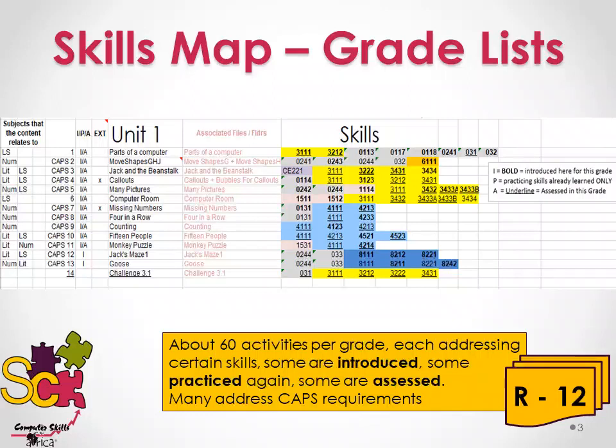This is very structured. So here is a screenshot of a spreadsheet that we've made where all the skills are listed and all the activities are listed so that I know which skill is addressed in which activity, and that they are introduced, that they are practiced, that they are assessed. There are about 60 activities per grade, each addressing certain skills, and we know exactly which ones have been done and which ones we still have to address.